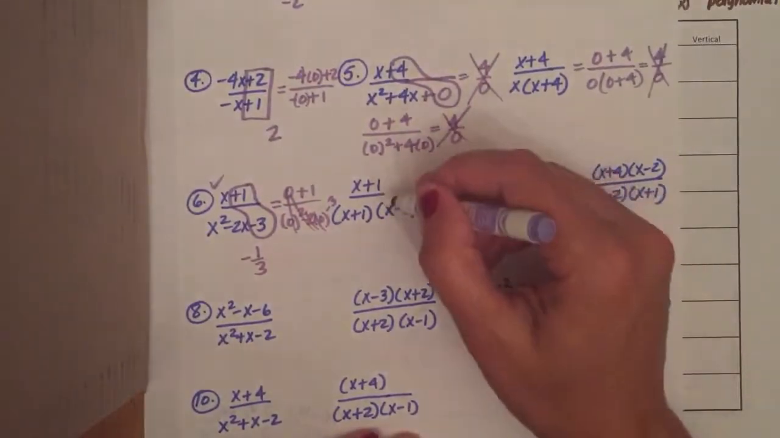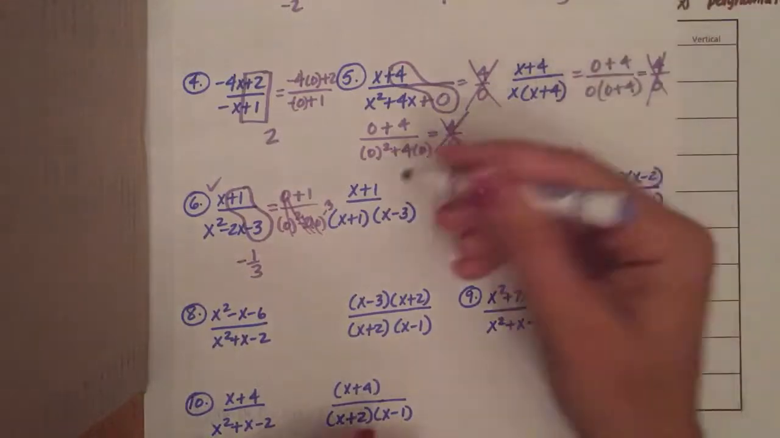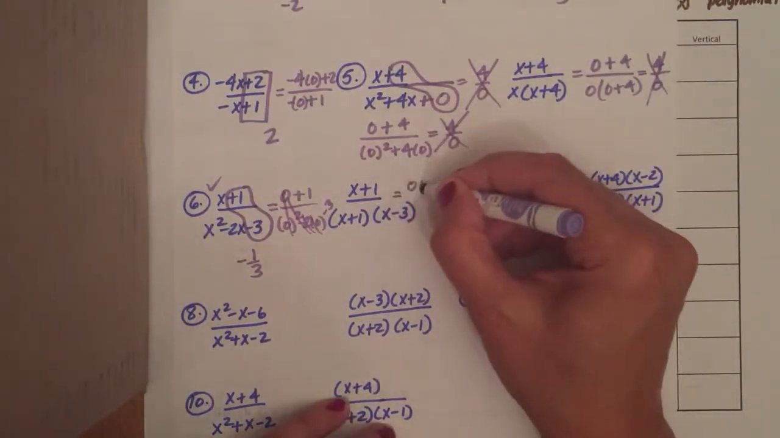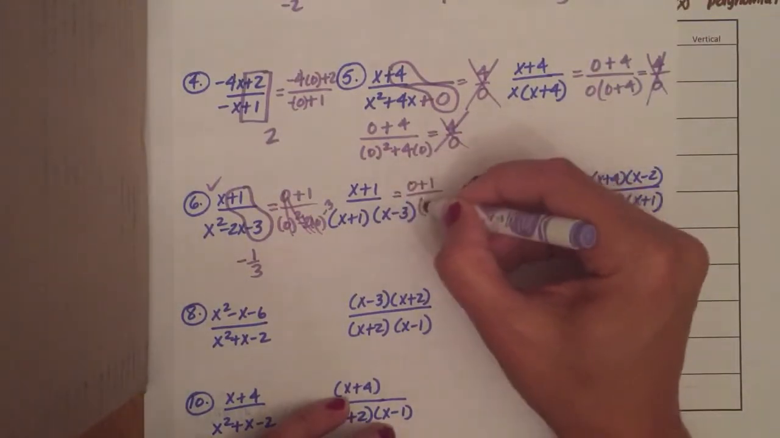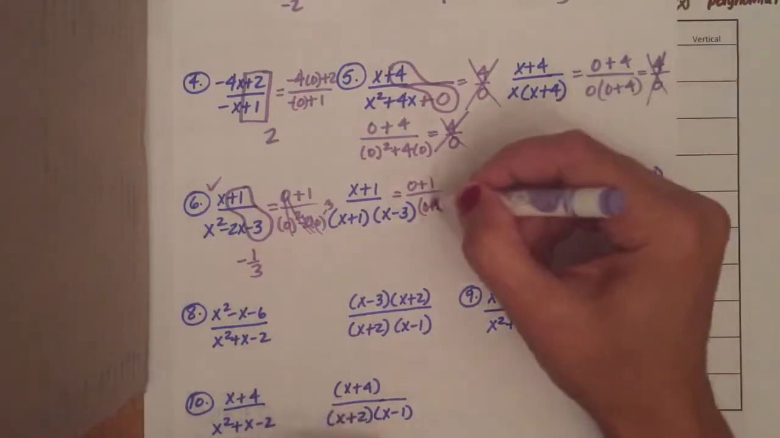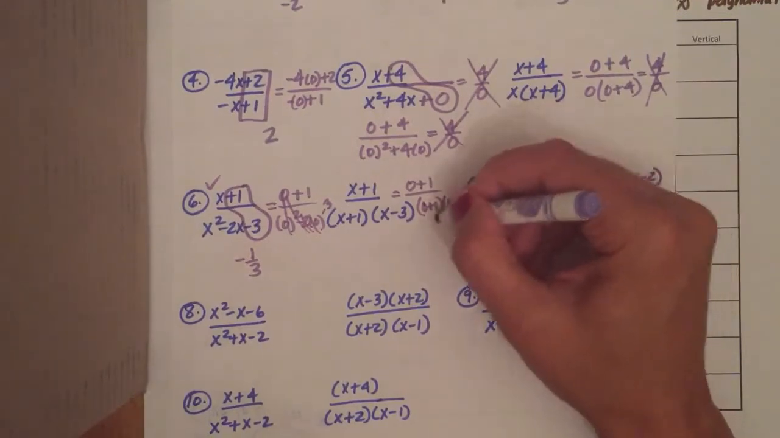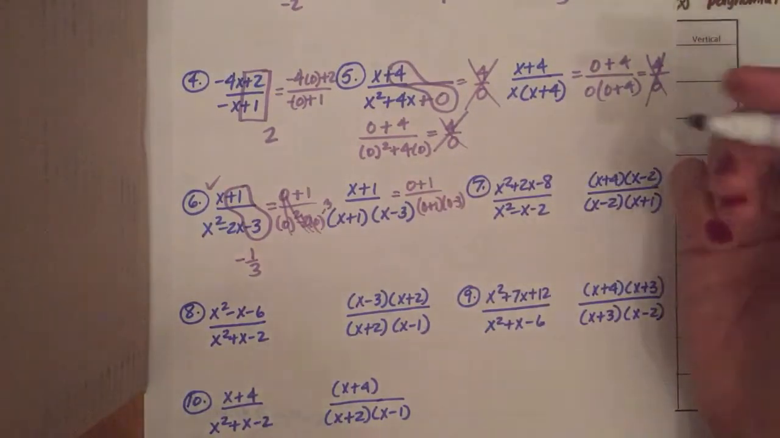Now, again, I'm not going to do factored form. Factored form is not as convenient. If you wanted to, you could plug in. You'd have 0 plus 1 over 0 plus 1 times 0 minus 3. And you'd have to multiply everything out, and you would end up with 1 on top and negative 3 on the bottom. So it's going to be the same thing.